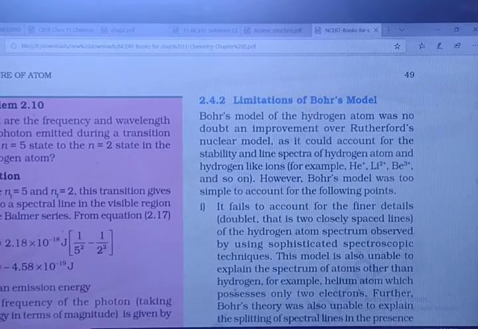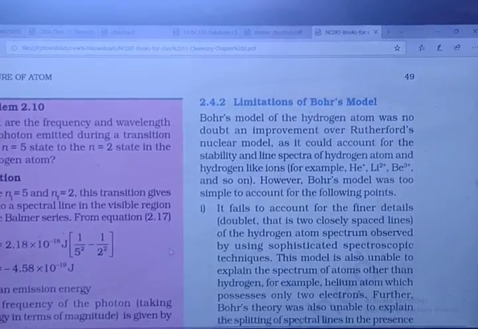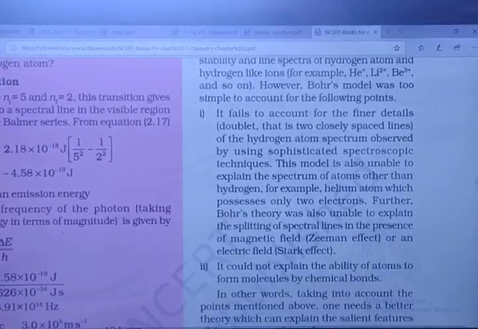However, the Bohr model was too simple to account for the following. If we compare Rutherford and Bohr, then Bohr had done too much. But each and every scientist leaves some defaults, right? So now the question is what he had not given in his postulate. It fails to account for the finer details, that is, the closely spaced lines of the hydrogen atom spectrum observed by using sophisticated spectroscopic techniques.